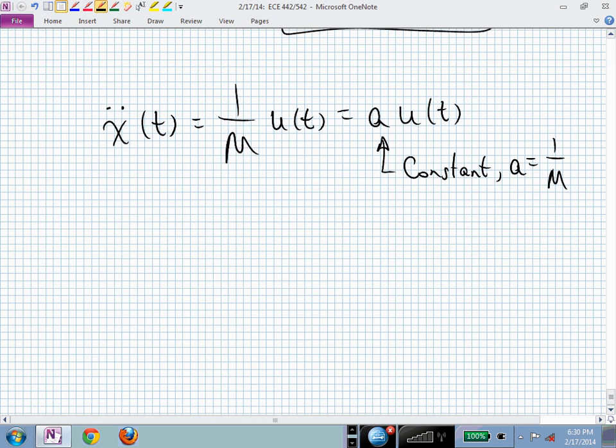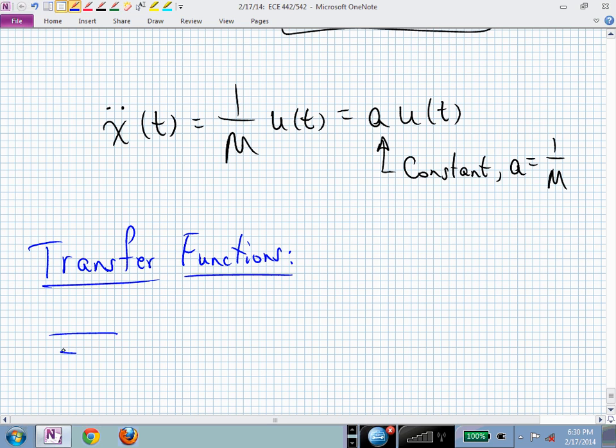There is our system dynamics. X double dot is aU. That's in the time domain. We can now find the transfer function. We wanted the capital G of s. If we're dealing with transfer functions, we don't have to worry about initial conditions.